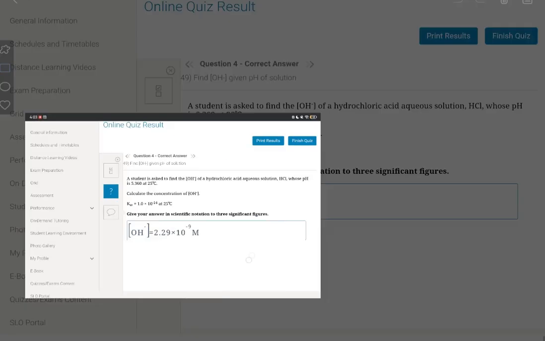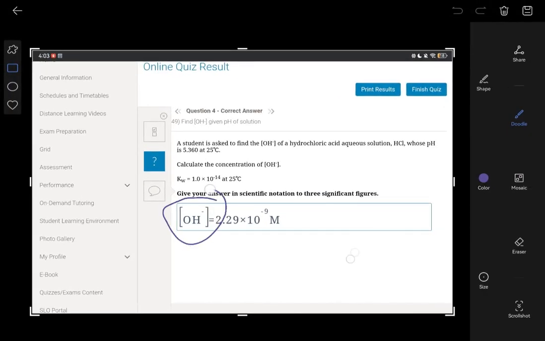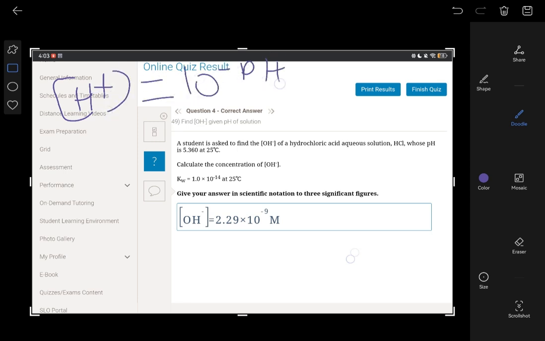Here, look. So they're asking for the concentration of OH minus. Ignore everything. All you need is just the pH. That's it. The pH and Kw. That's all you need for this entire question. So they give you nothing about OH, but they give you a really good hint. pH is 5.36. So if you guys remember, concentration of H plus is equal to 10 to a negative pH.